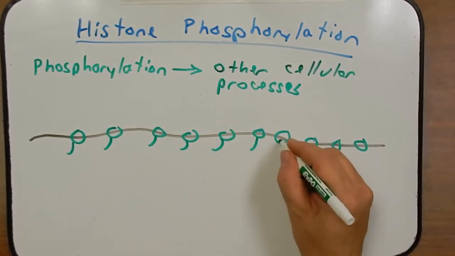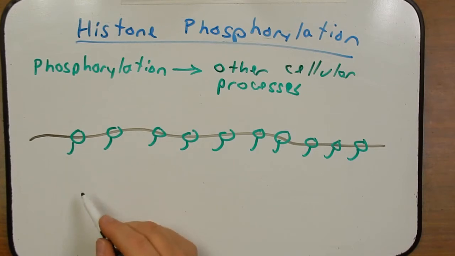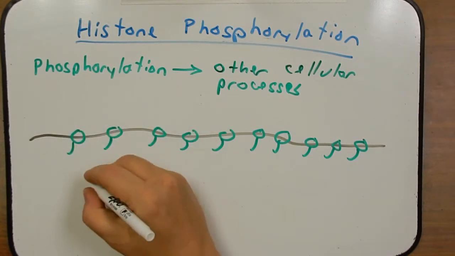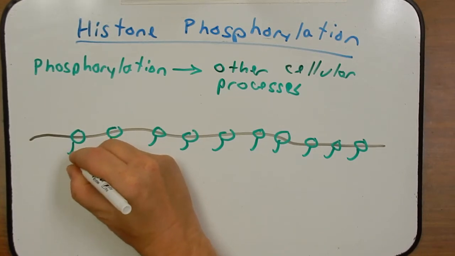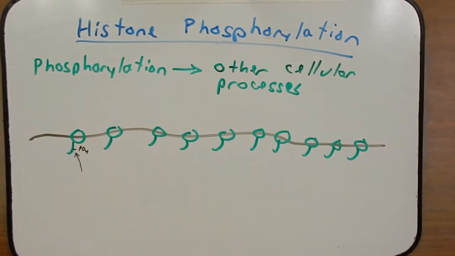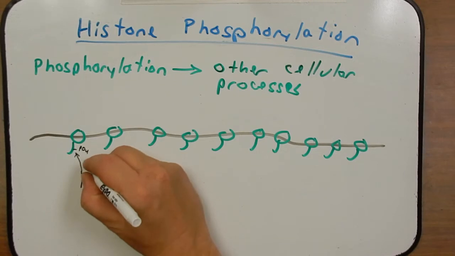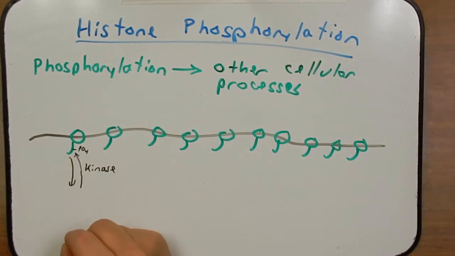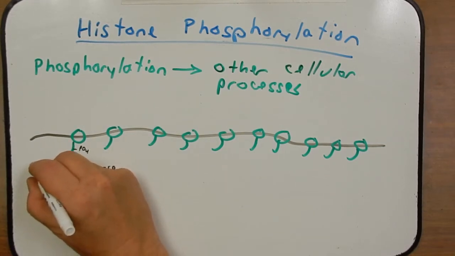tails. And we've talked about how they can be methylated, acetylated, but now what I want to talk about is how they're phosphorylated. So phosphorylation is the act of adding a phosphate group to an amino acid. We do this using an enzyme called a kinase. It's reversible, removing the phosphate using a phosphatase.